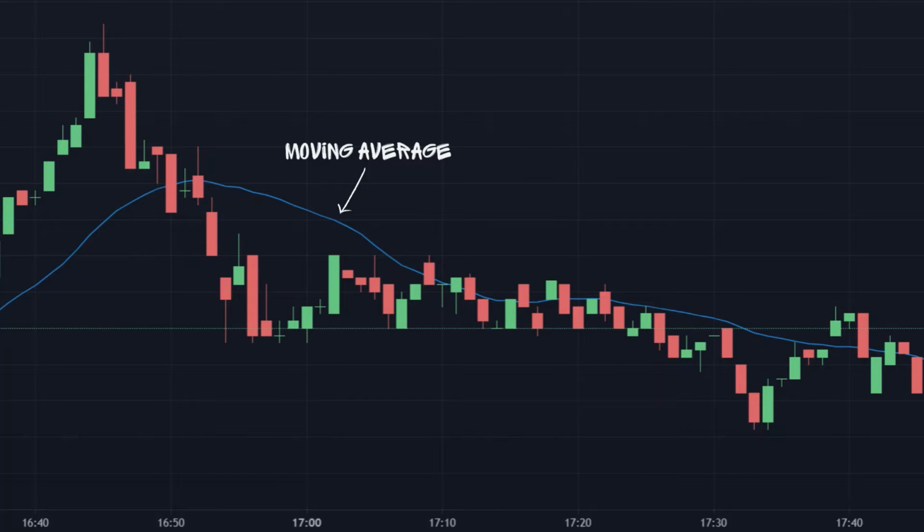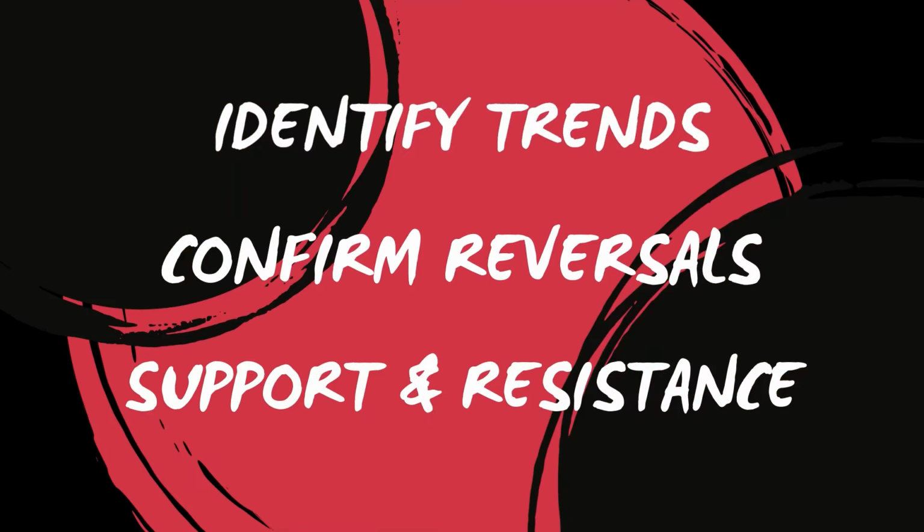Moving averages are considered lagging indicators since they are based on an asset's past prices. Notice how the peak of the moving average develops only after the peak of the price action. Moving averages are used by traders to identify current trends and confirm trend reversals, as well as provide dynamic support and resistance levels.